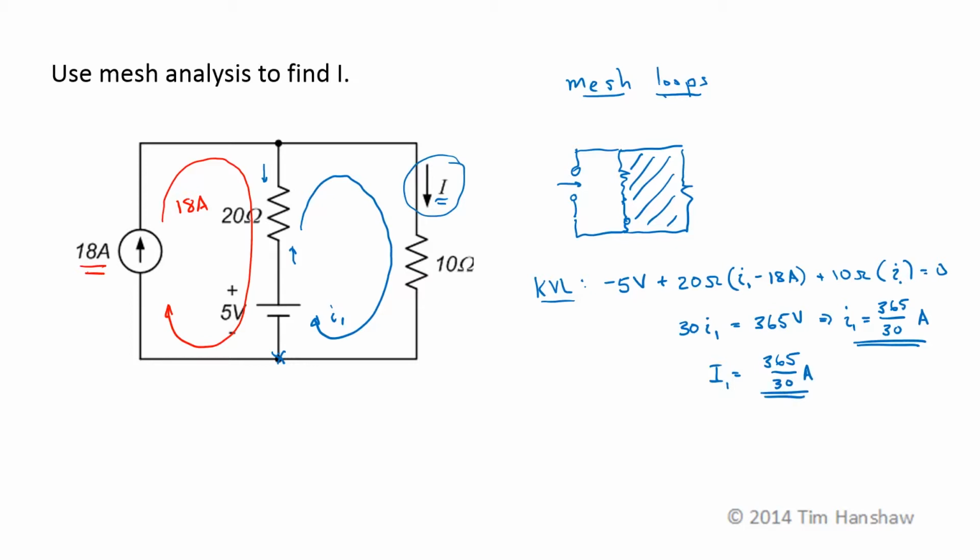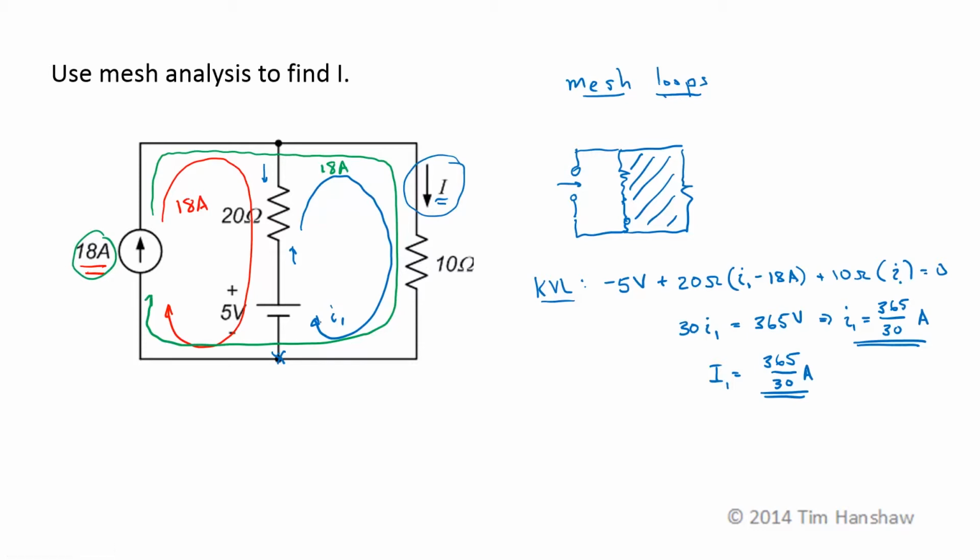Now, the result shouldn't be dependent upon where my constrained loop goes, as long as it adequately accounts for the current through the current source. Let's choose a different constrained loop and see if we get the same answer. The only other choice I can make is to have my constrained loop go out around here, and here it's still going to be 18 amps. It still accounts for this current.